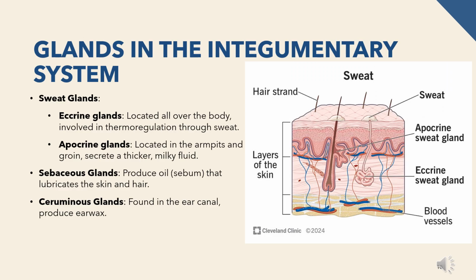Glands present in the integumentary system. It comprises 3 glands: sweat gland, sebaceous gland and ceruminous gland. Sweat glands are further divided into 2 types: eccrine glands and apocrine glands. Eccrine glands are located all over the body, and are involved in thermoregulation by excreting the sweat materials. And apocrine glands are particularly located in armpits and groin. And coming to the sebaceous gland, it provides oil or sebum that lubricates the skin and hair. Ceruminous gland can be found in the ear canal and produces earwax.